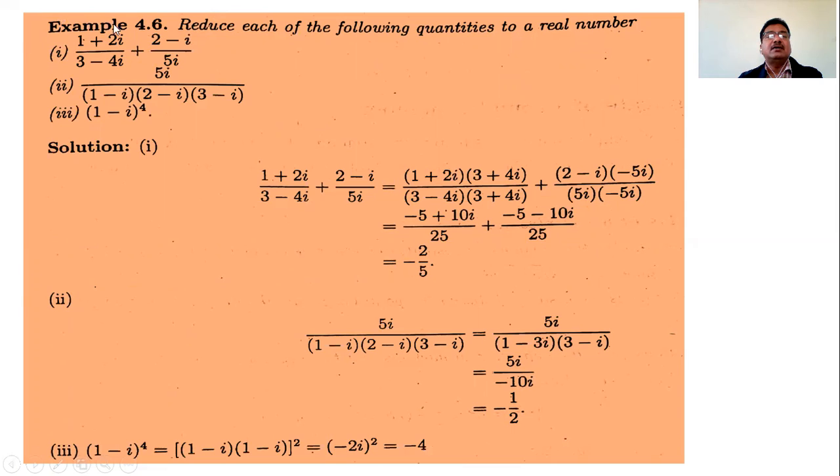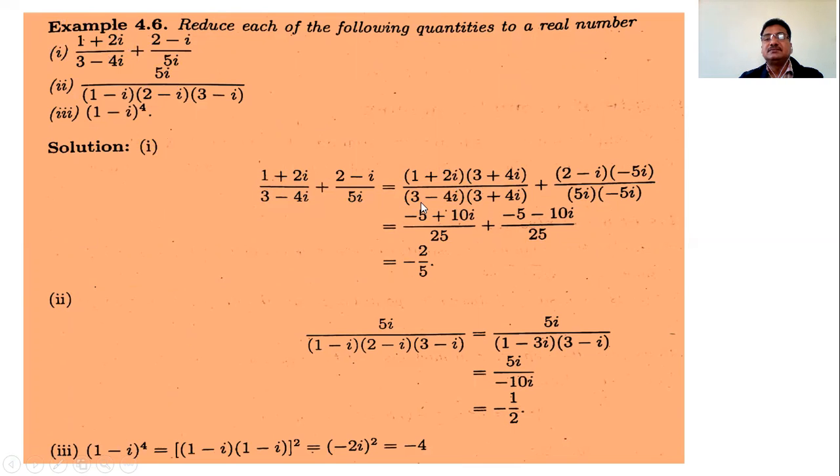So reduce the following quantities to a real number. That is, obtain this addition, multiplication, subtraction. Obtain this. We get the real number actually. So we have to find 1 plus 2i divided by 3 minus 4i. That is, we have to obtain the division of these two complex numbers. Whenever you have to obtain the division of complex numbers, then rationalize the denominator. Very important step.